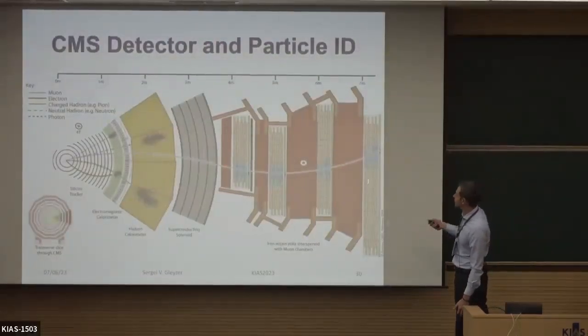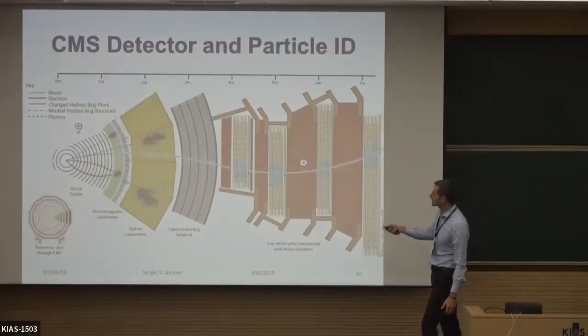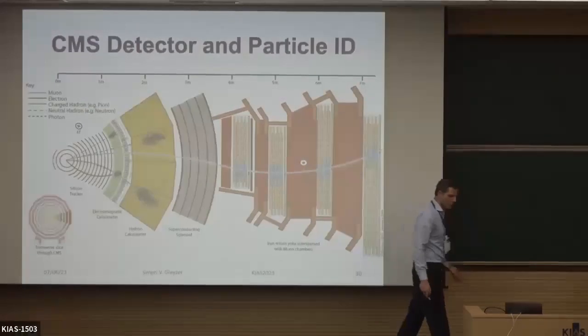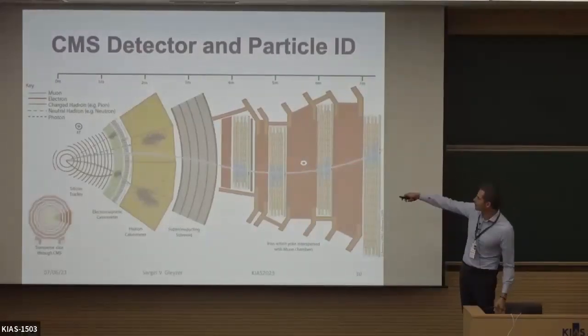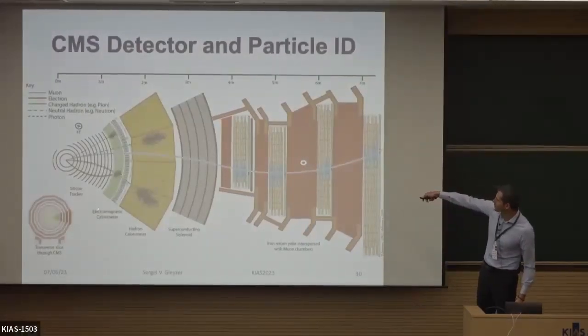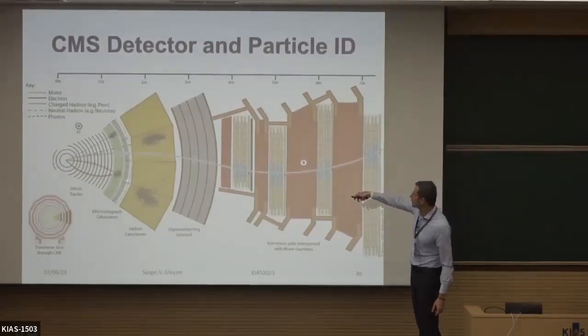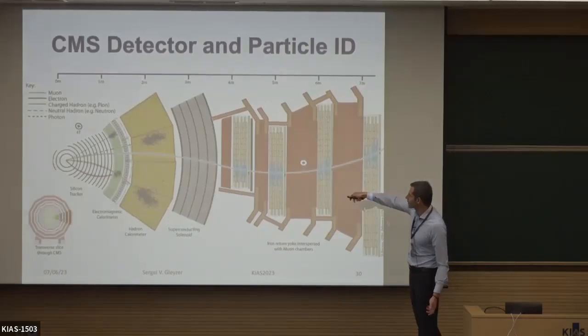There's information about different particles. There are different detectors that are designed to detect, reconstruct, and measure. For example, calorimeters measure the energy deposited by different particles. For example, the electromagnetic calorimeter, made up of crystals, measures the energy deposited by electrons and photons.